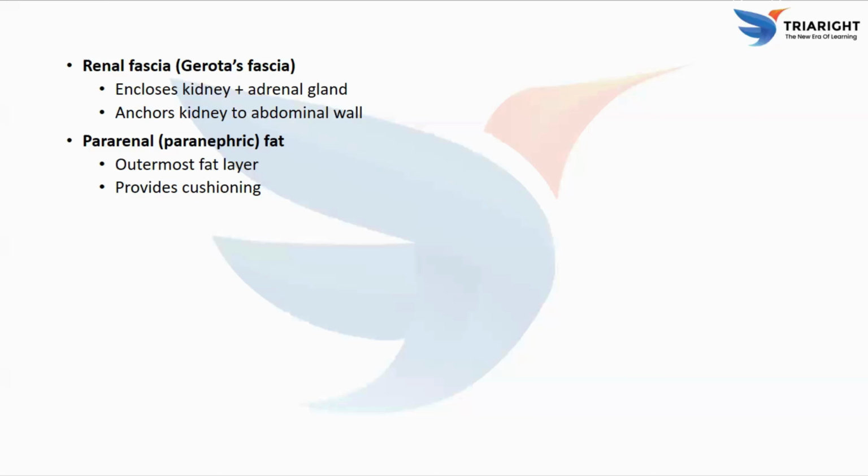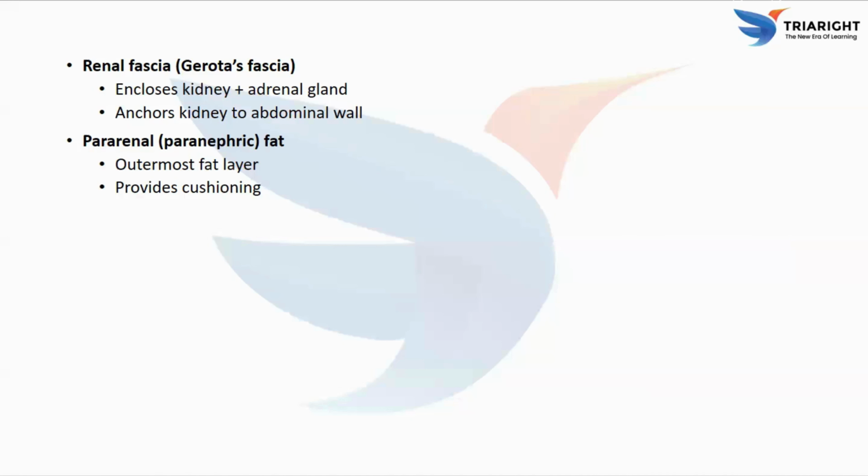And the fourth layer is pararenal or paranephric fat. This is the outermost layer of fat surrounding the kidney. If the kidney coverings were layers of an onion, this is the outermost layer. It provides cushioning. It acts like a soft cushion or shock absorber. So it protects the kidney from trauma like falls, accidents, or sudden movements.